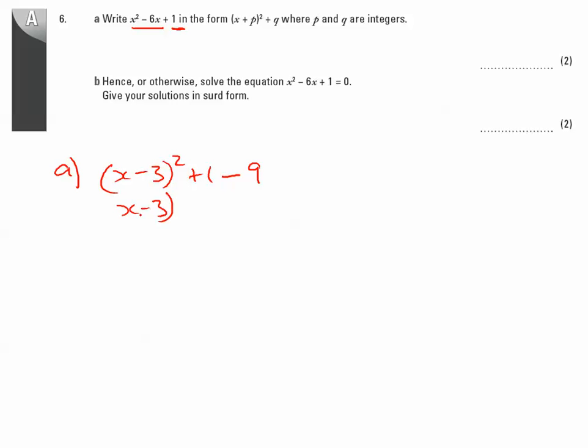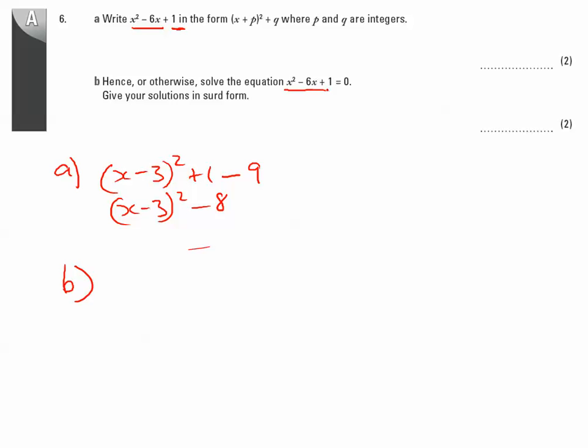So simplifying that, I end up with x minus 3 all squared minus 8, and those are my values of p and q. P being minus 3, q being minus 8. I'm going to use this to solve the equation.